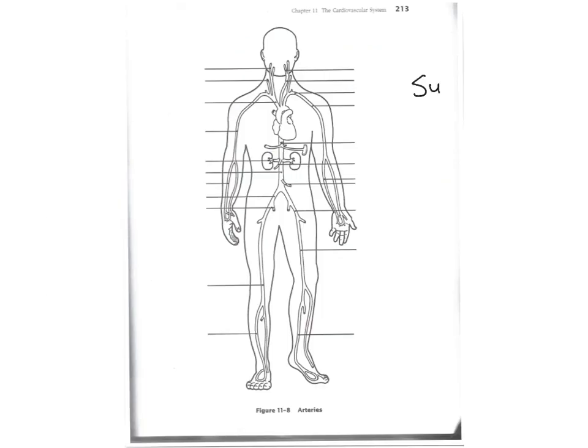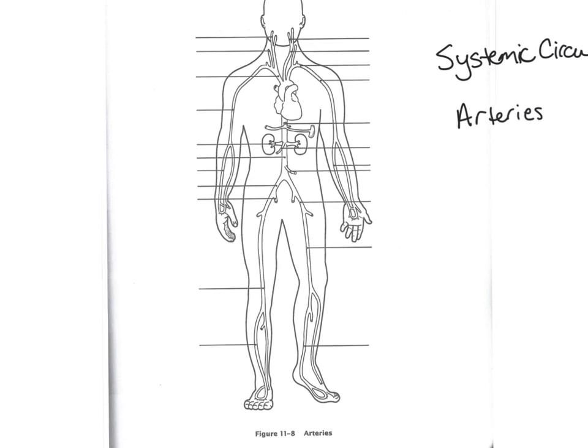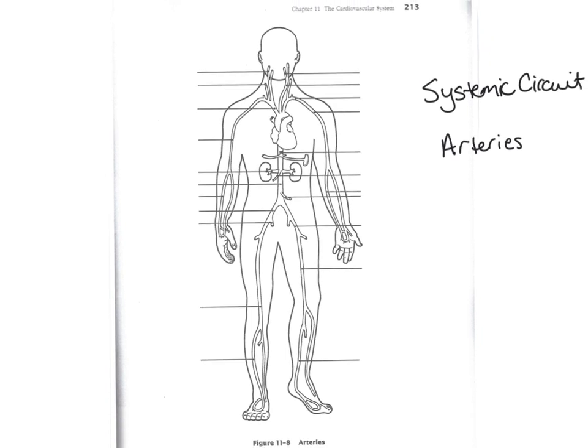Now we're going to look at the systemic circuit. And we'll separate these out. First we'll look at the arteries, and then we'll look at the veins. So we're going to start at the heart because arteries carry blood away from the heart. So here we have the heart. There's the left side of the heart. And we have this big blood vessel right here that's called the aorta. So that's not actually labeled, but that is the aorta.